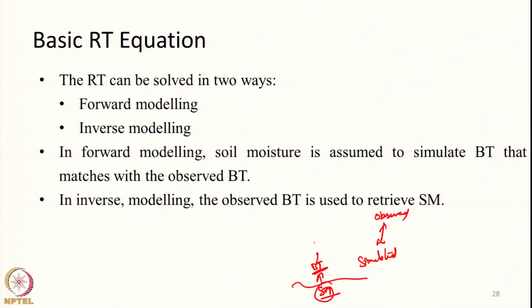Assume an initial value of soil moisture and try to retrieve brightness temperature and match it. This is one way. The other way is, the satellite has already observed the brightness temperature. So, using that particular brightness temperature, use the radiative transfer model in the reverse fashion. That is, now I know what the emission from the land surface is. So, what caused that emission? So, come in the reverse direction. That is called inverse modeling.